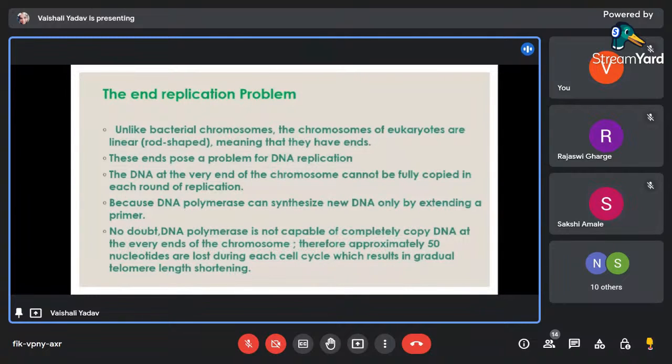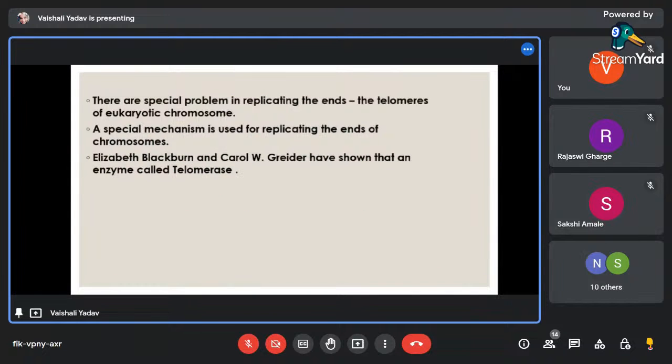The DNA at the very end of the chromosome cannot be fully copied in each round of replication because DNA polymerase can synthesize new DNA only by extending a primer. DNA polymerase is not capable of completely copying DNA at the very end of the chromosome. Therefore, approximately 50 nucleotides are lost during each cell cycle, which results in gradual telomere shortening. There is a special problem in replicating the ends, the telomeres, of eukaryotic chromosomes. A special mechanism is used for replicating the ends of chromosomes.